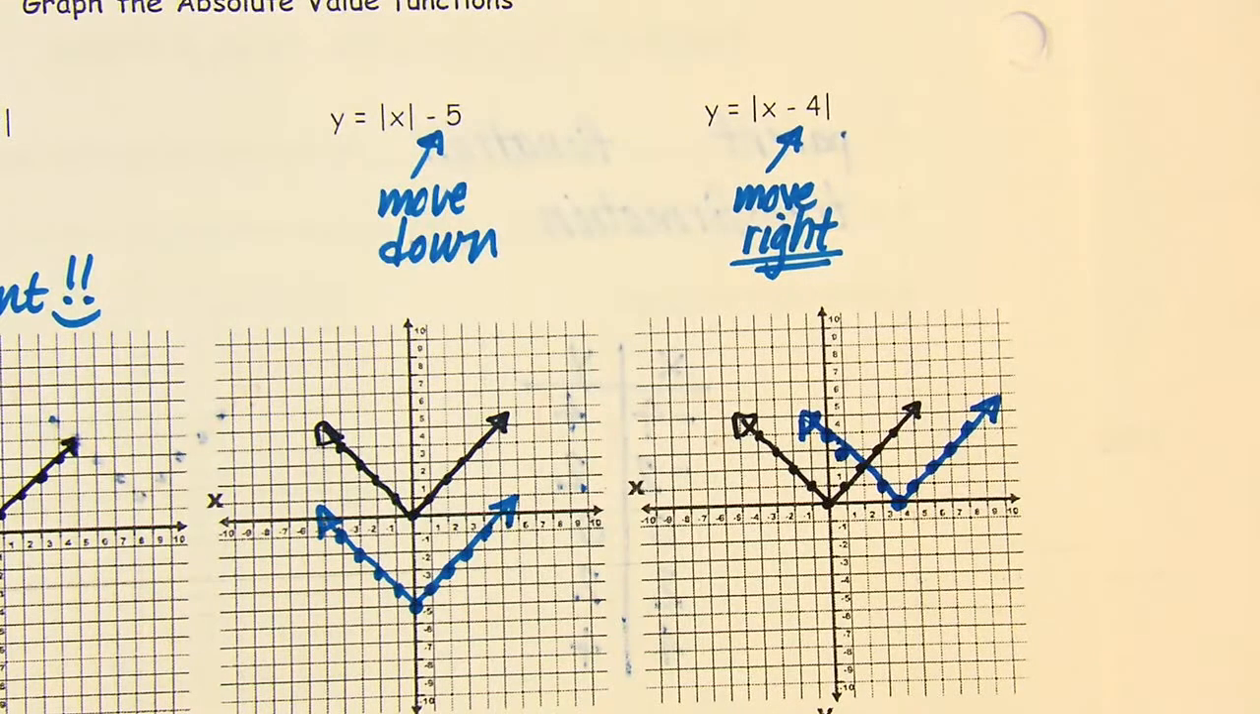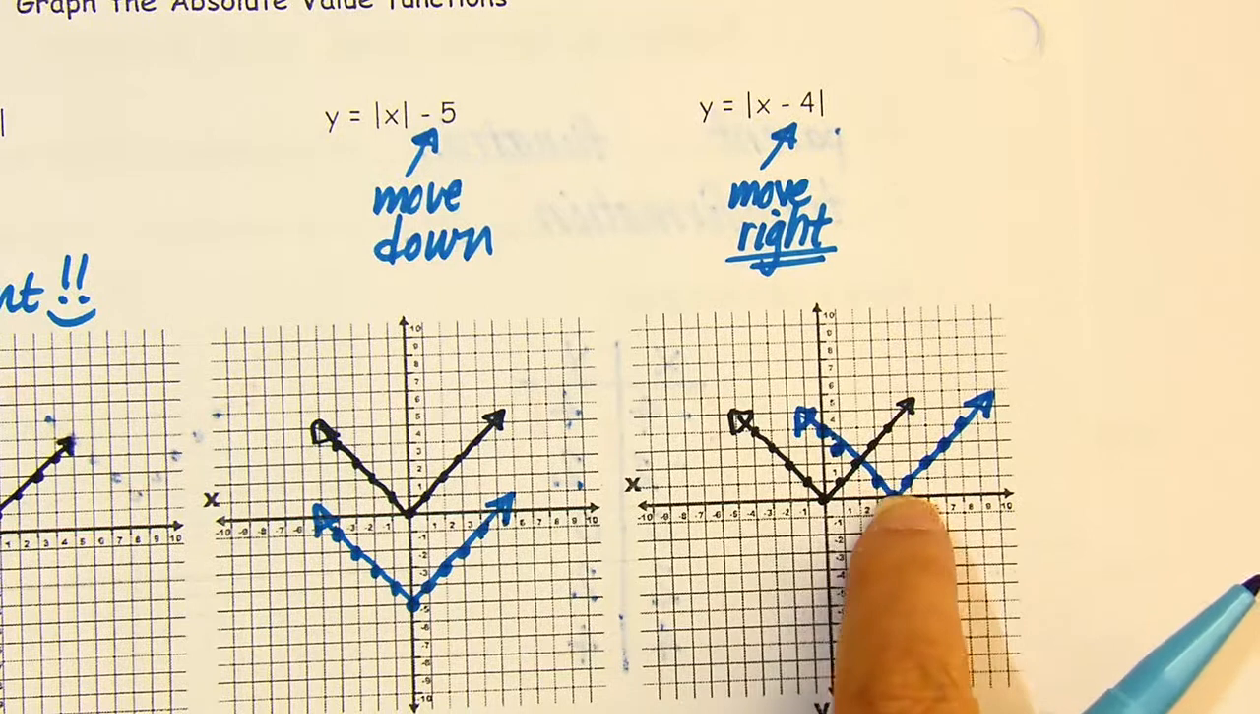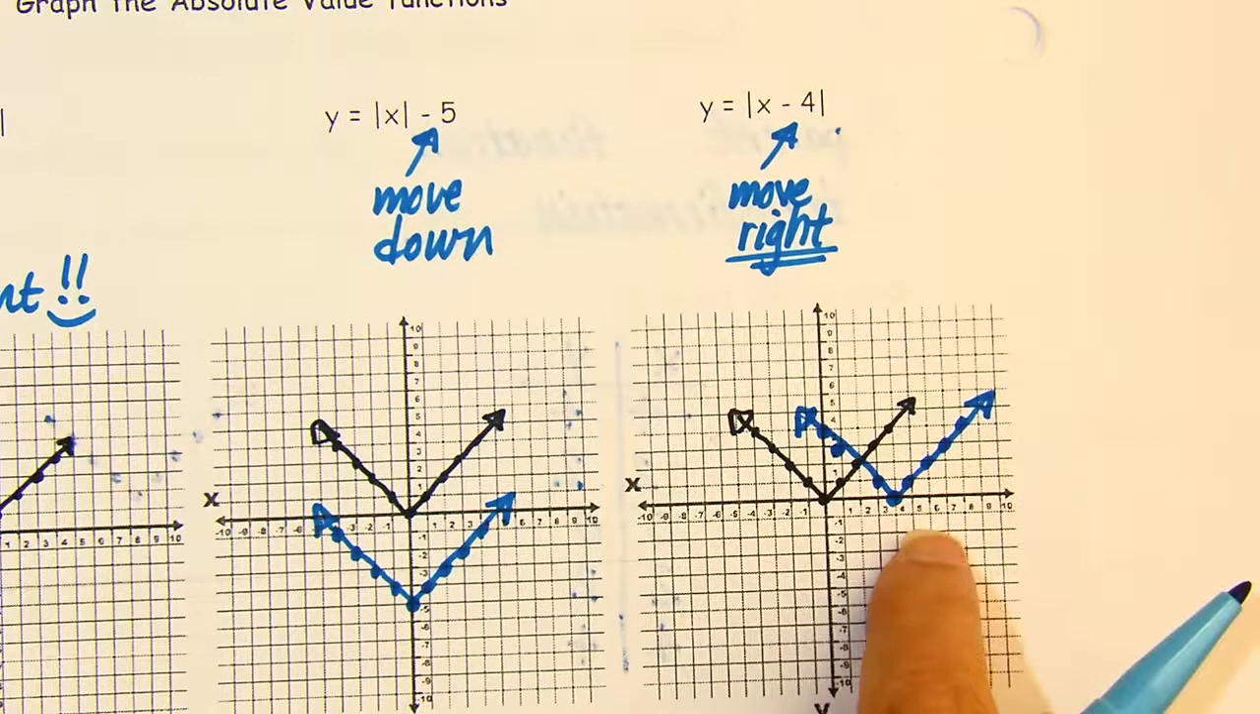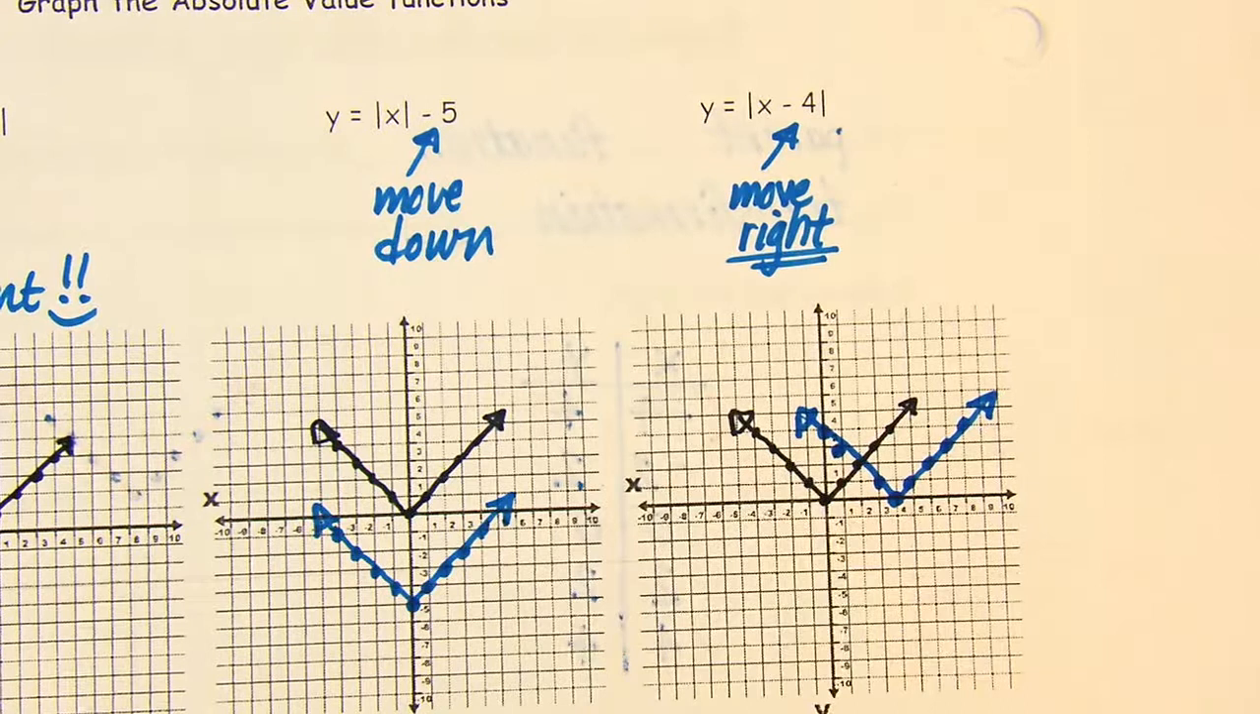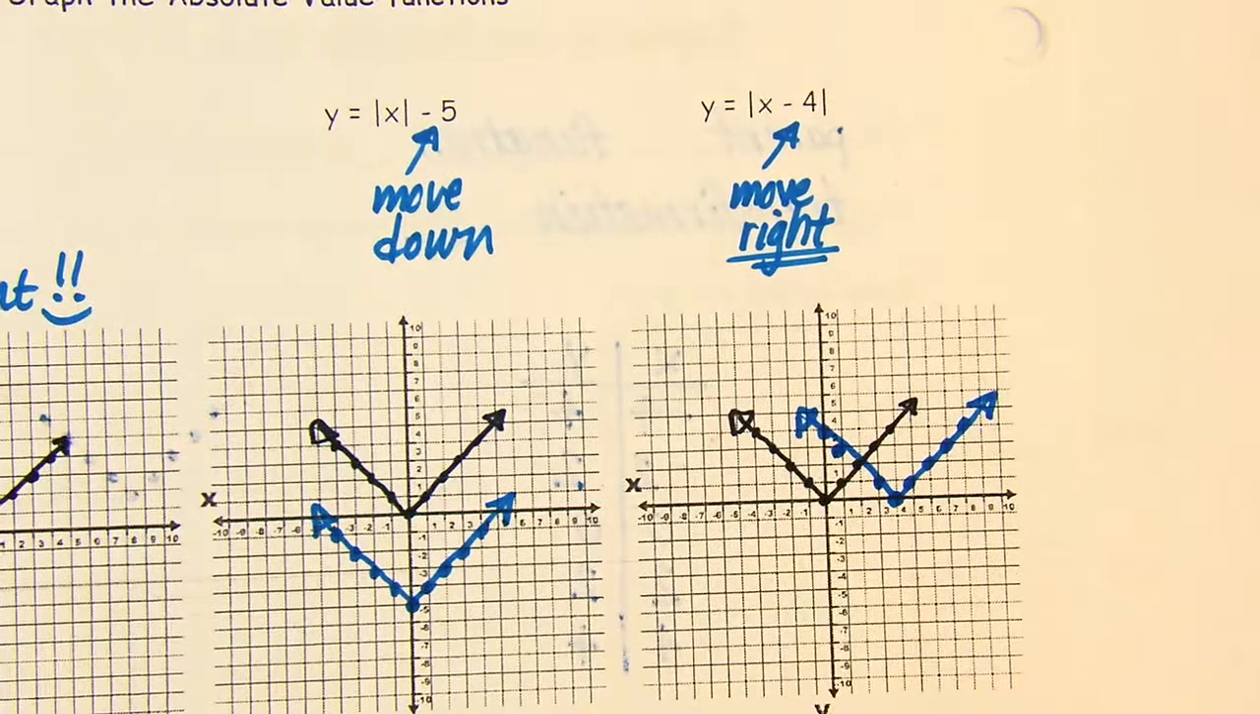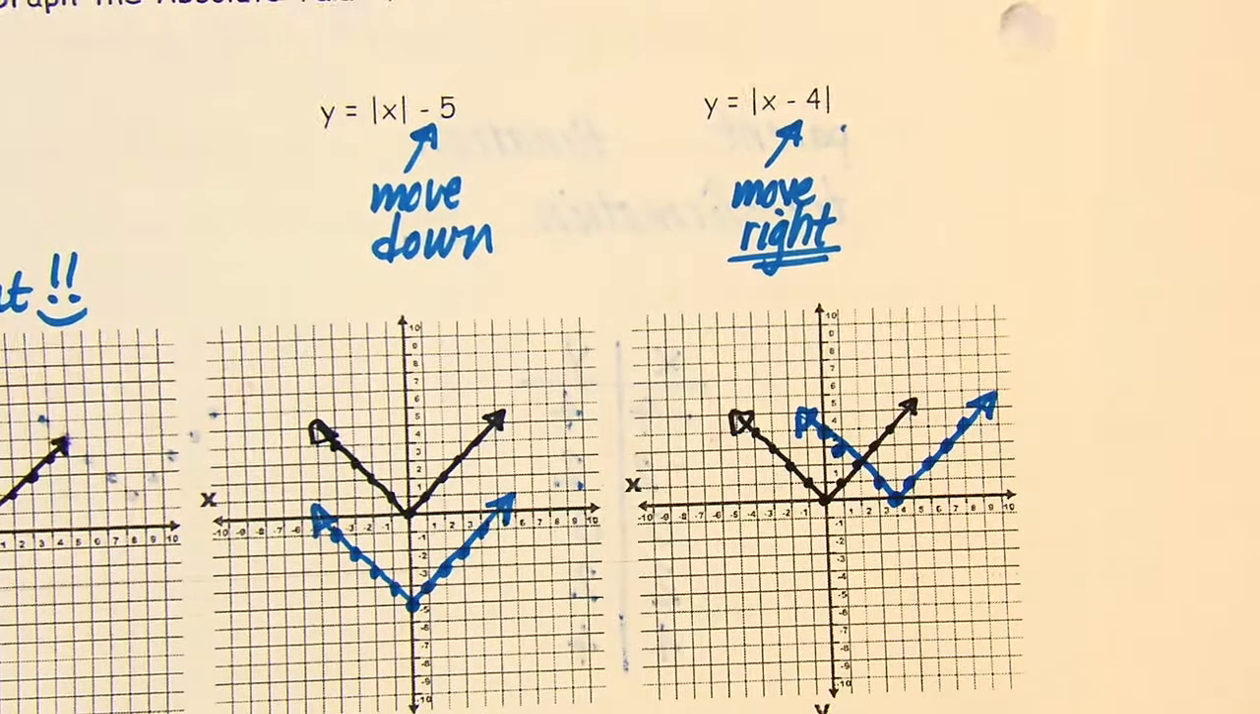Okay, for these graphs, you need to have more than just 3 points, okay? You can't have just 3 points. You're going to need at least 5 points on an absolute value, so you want to stretch this out. So keep that in mind when you're taking a test or a quiz.